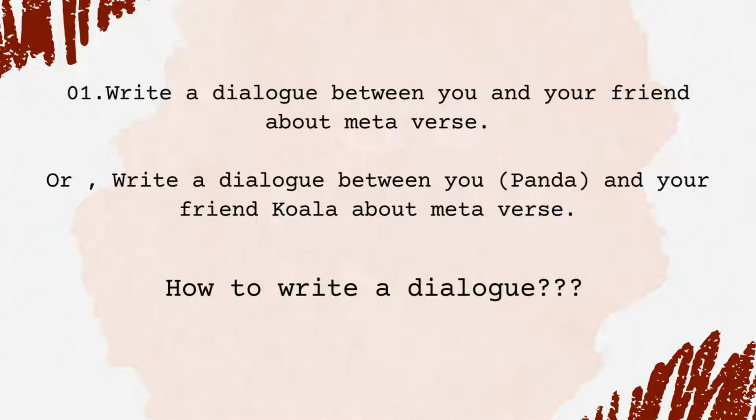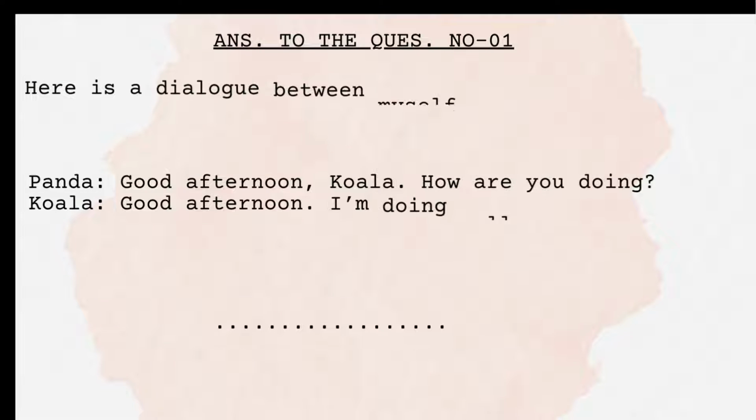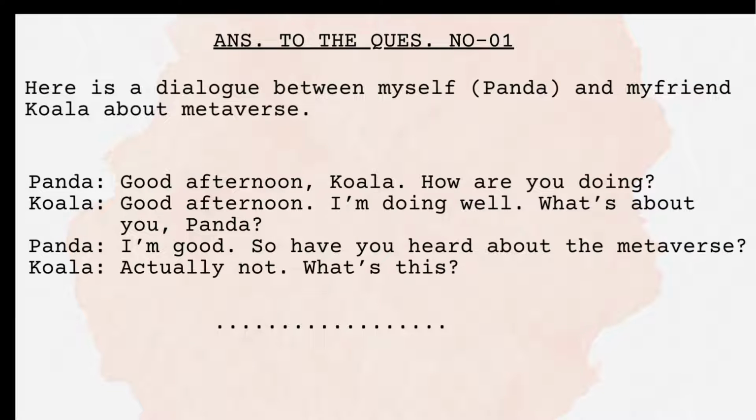Now we will see how to write a sample question dialogue in your exam paper or notebook. The black border on the left and top of the screen is the margin of your paper. We will start the conversation by writing a starting line of the dialogue. So for this sample question, the starting line will be like this: there is a dialogue between myself, Panda, and my friend Koala about metaverse.